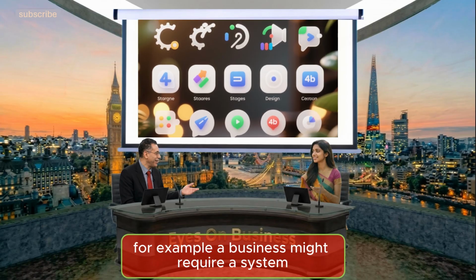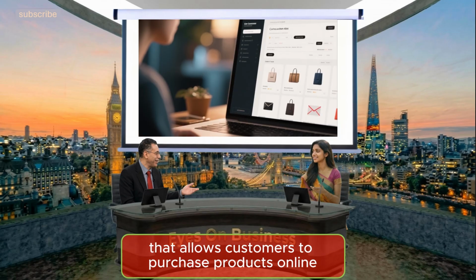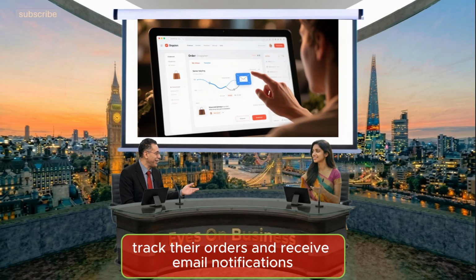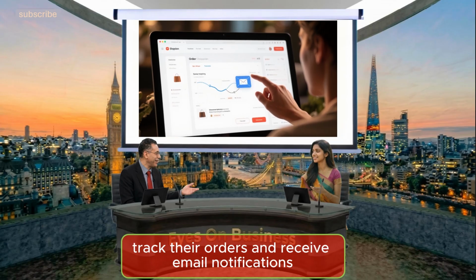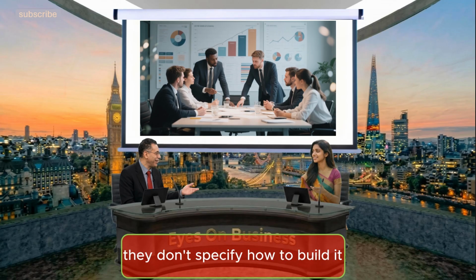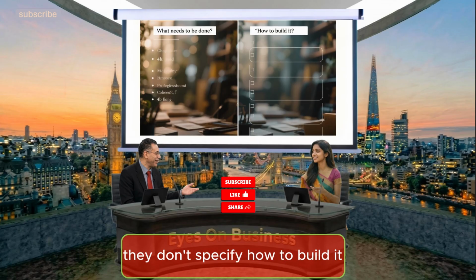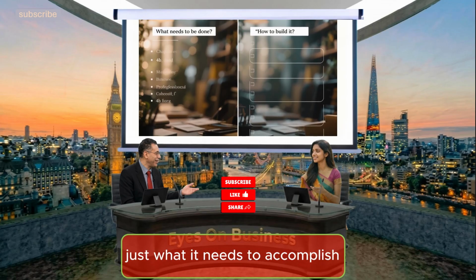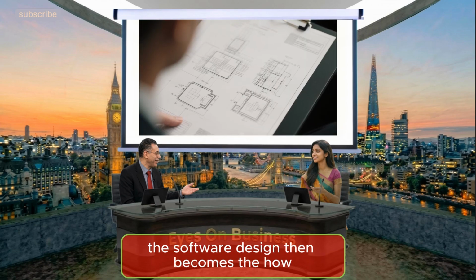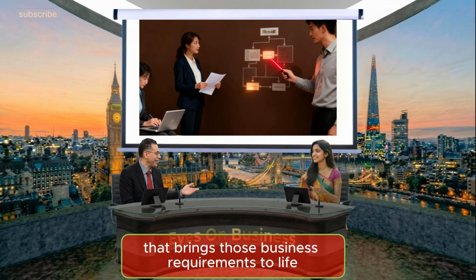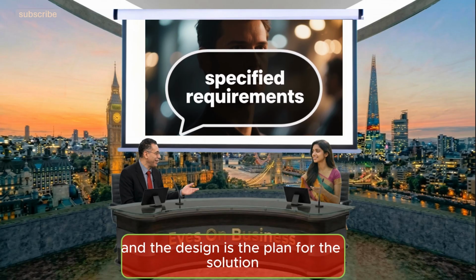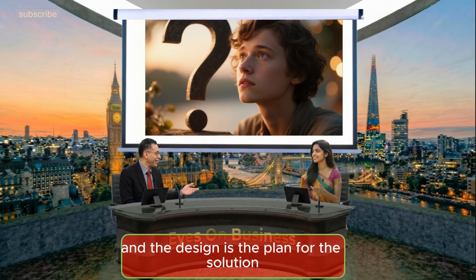For example, a business might require a system that allows customers to purchase products online, track their orders, and receive email notifications. These are high-level goals from the business perspective. They don't specify how to build it, just what it needs to accomplish. The software design then becomes the how, the technical blueprint that brings those business requirements to life. The requirements are the problem, and the design is the plan for the solution.